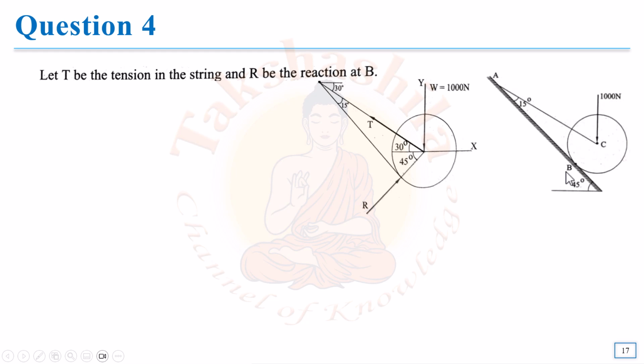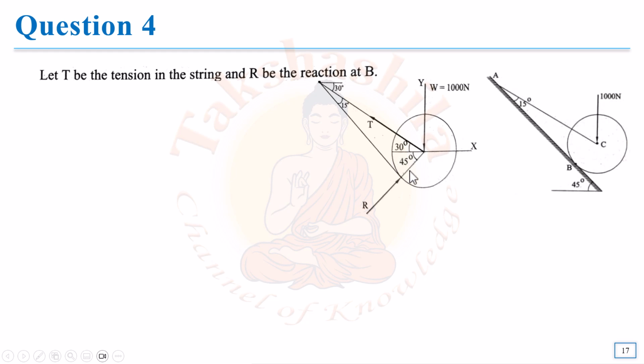So how will this reaction be acting? What will be the direction of the reaction? It will always be perpendicular to the tangent at the point of contact. So in this case, it will be perpendicular to this inclined plane. As you can see in this figure, I have marked the reaction as well as the tension. The direction of the tension is like this, and the reaction will be acting like this.